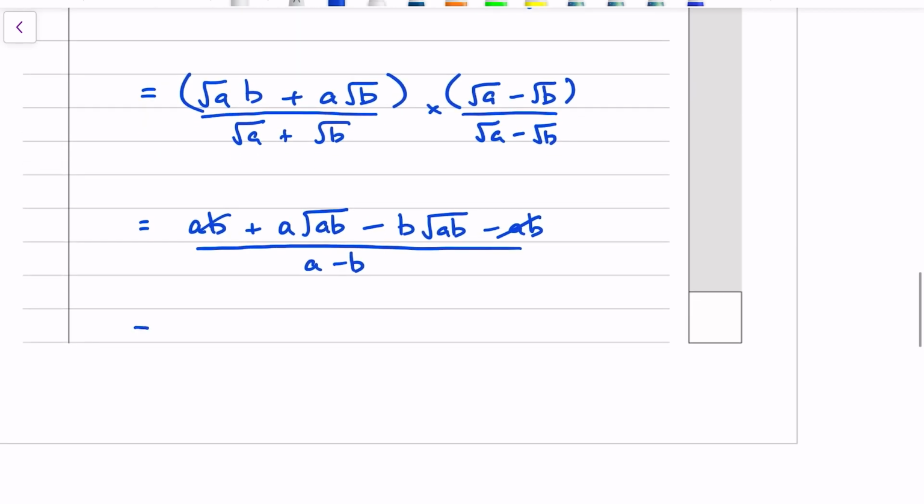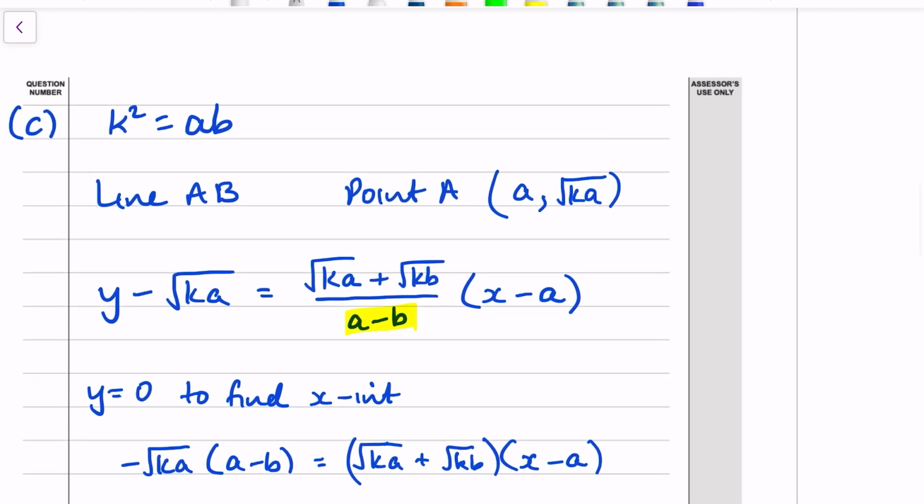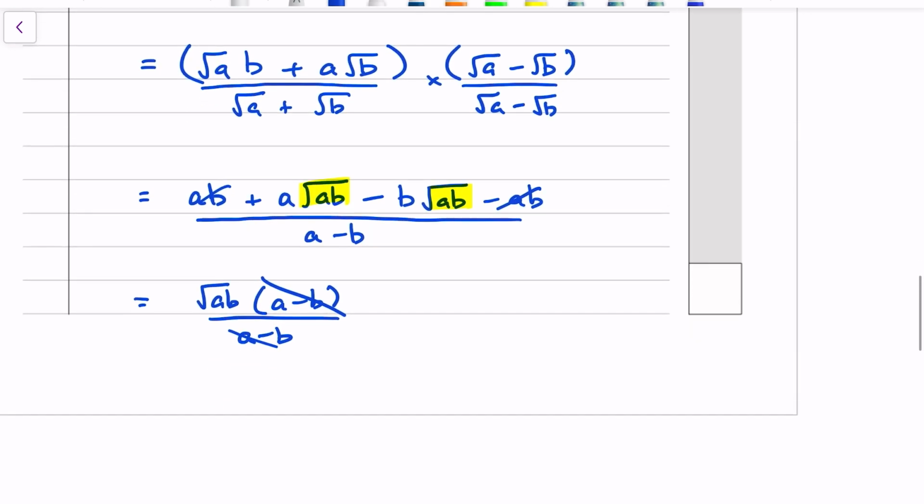And lastly, we get a little bit of factorization here because both of those terms have a common factor of root ab. So we've got root ab multiplied by a minus b, all divided by a minus b, cancel, cancel, square root ab apparently is the x-intercept. Interestingly, it's the square root of the x values of the points a and b. But remember that our relationship k squared equals ab comes in, the square root of that is k. And we know that k is a positive number because of the picture. So that equals k, and we're done.